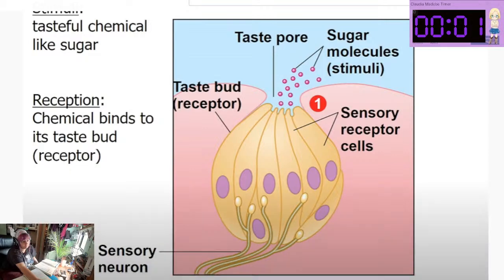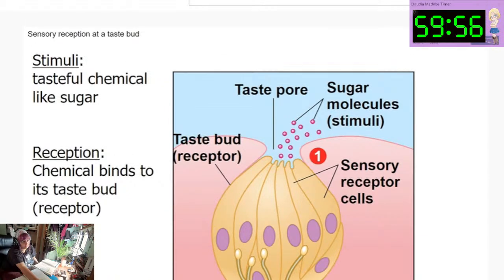In taste, the stimulus is a chemical. We're going to specifically look at a chemical like sugar, like glucose, as our specific chemical. So the receptor for taste stimuli is the taste bud, which we see pictured here. And the taste bud is really made up of several types of receptor cells, several types of specialized neurons. And that's what we can see here, sensory receptor cells, different ones that make up the taste bud.